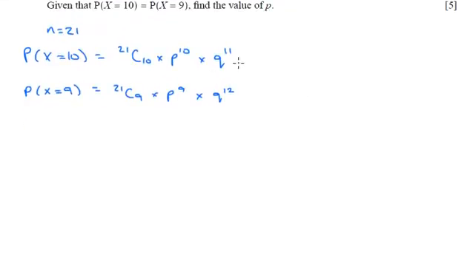I've used q to be a failure. You might use 1 minus p. It's not going to matter. I'm probably going to turn it into p's later. In fact, I'll turn it into p's now so that we've only got one variable.